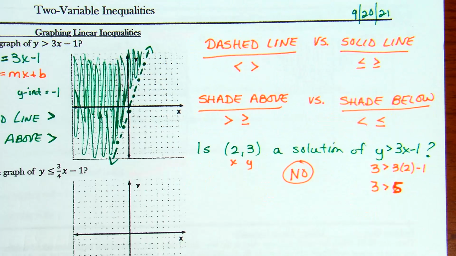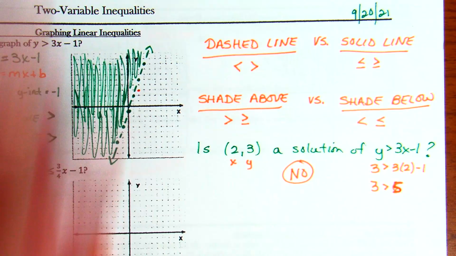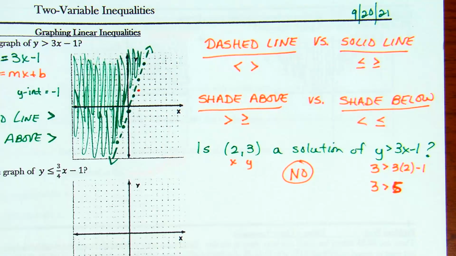Right 2, up 3. It's very close, isn't it? So that makes it very tedious. But it is in the non-shaded portion. That makes it not a solution. Where are my solutions on the graph? Anything that's shaded is a solution. Okay? It's not in the shaded area, so it's not a solution.